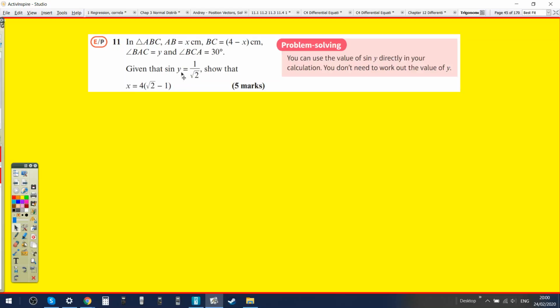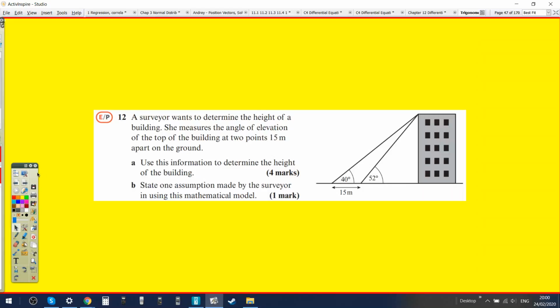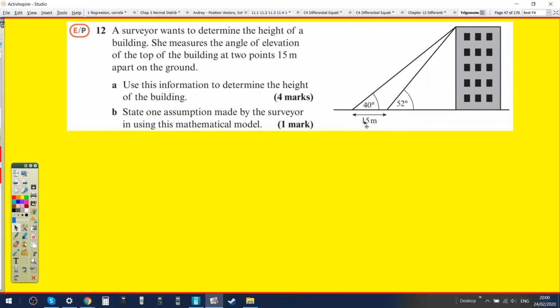Let's see this one. Given that sine y is that, show that that's that. So that's similar. You're just subbing it into the sine rule and rearranging. Yeah. So this one is similar to the one we did where it's got the 2 triangles together. This is a bit easier actually because this is a right angled triangle. So you can do SOHCAHTOA and Pythagoras.